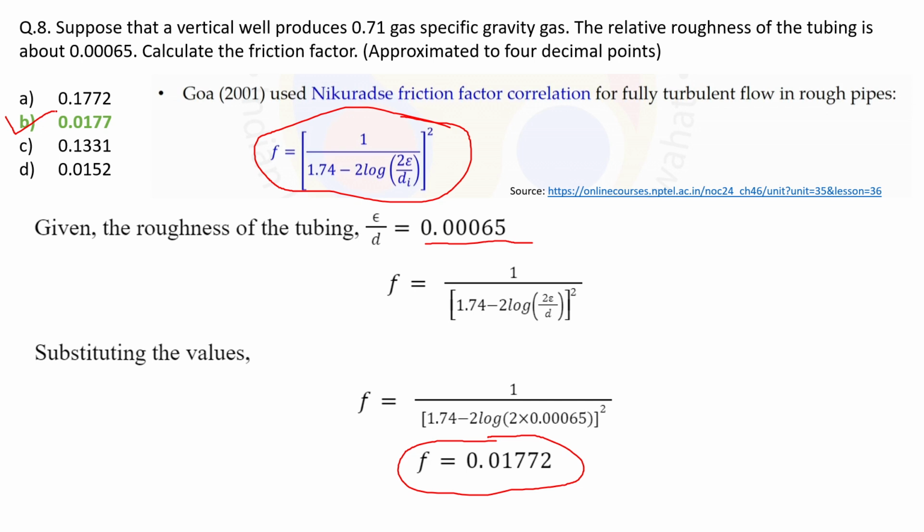So whenever the question talks about the roughness, at that time we have to consider the correlation which is for turbulent flow. If they are not talking about the roughness, then we have to choose according to Reynolds number. Otherwise, we can initially choose the one in the laminar zone.